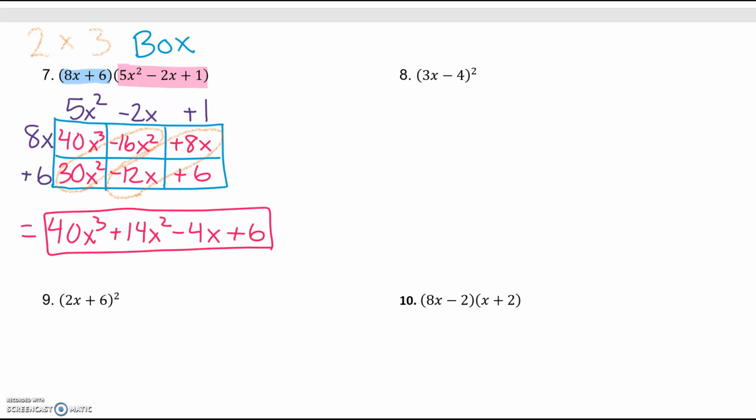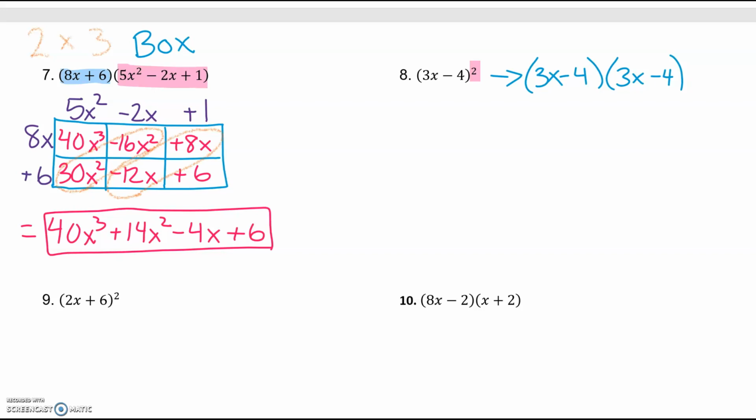Okay. Now number 8 actually looks a little bit different. So it says 3x minus 4 squared. So hopefully we all remember what that squared tells us. It tells us we multiply it by itself. So I like to rewrite this: 3x minus 4 multiplied by itself, 3x minus 4. Okay? So now I can see that I have two binomials being multiplied together.